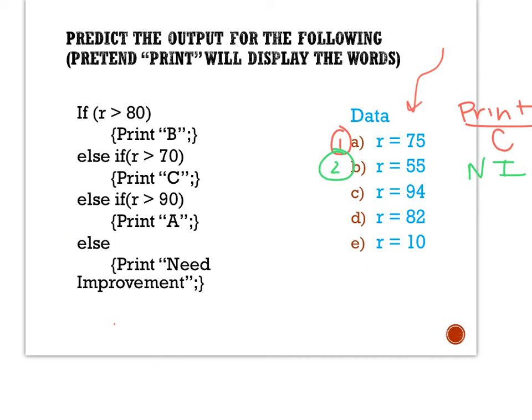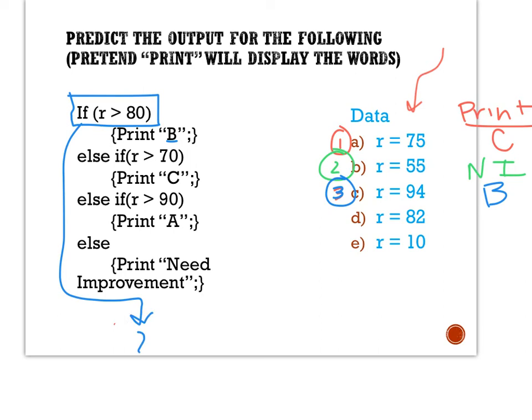All right, so now let's look at 94. Actually, let's choose a different color. Let's choose blue. So here, I start the code. Is r greater than 80? Yes. 94 is greater than 80. So I'm going to run this code right here. It says to print a B to the screen. Then I'm going to skip down to the bottom, and I'm going to run the code after.